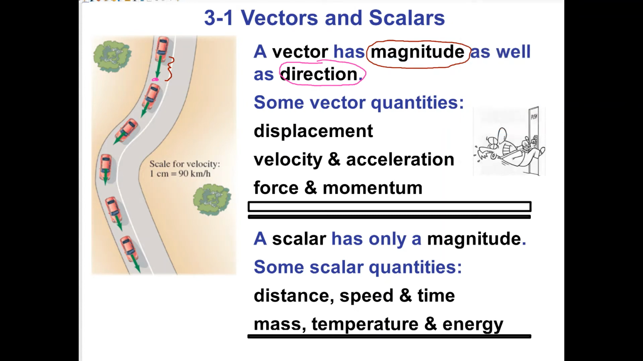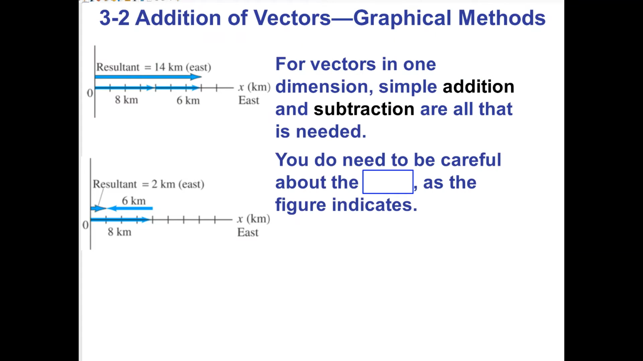So now we consider what we mean by vector operations. When we add or subtract vectors, we have to consider which way those vectors are pointed in relation to each other. Now, that's pretty simple in 1D. When we add vectors in 1D, it's simple addition or subtraction, all that's needed. You do have to be careful about the signs, as the figures to the left here indicate. If I add an 8-kilometer displacement to a 6-kilometer displacement and they are aligned in the same direction, the resultant would be 14 kilometers. If however, I add 8 kilometers to 6 kilometers and they're in opposite directions, we see the resultant is 2 kilometers. Again, simple addition or subtraction is all that's needed there.